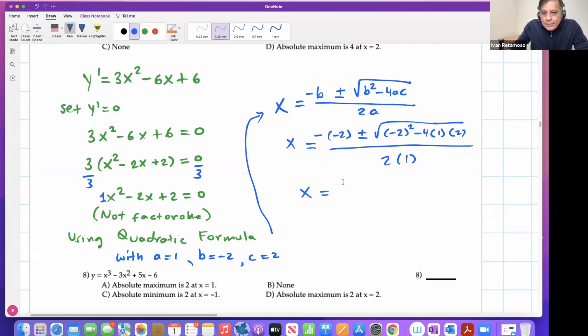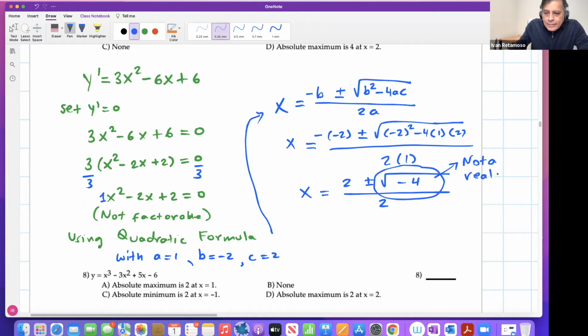x equals, minus and minus is plus, so 2 plus or minus. Here inside the radical, we're going to have trouble. -2 squared is 4, and this is 8. 4 minus 8 is -4. The square root of a negative number is not a real number. It's a complex number, but not a real number. This graph deals with real numbers, not complex numbers.